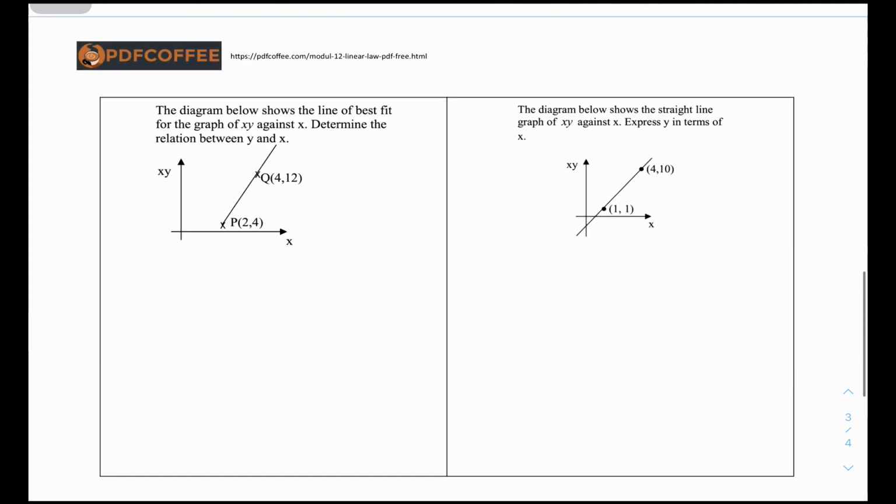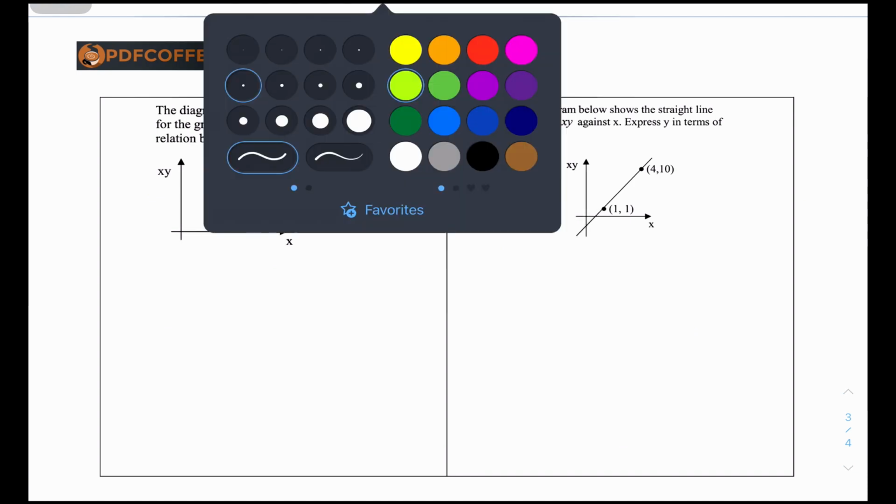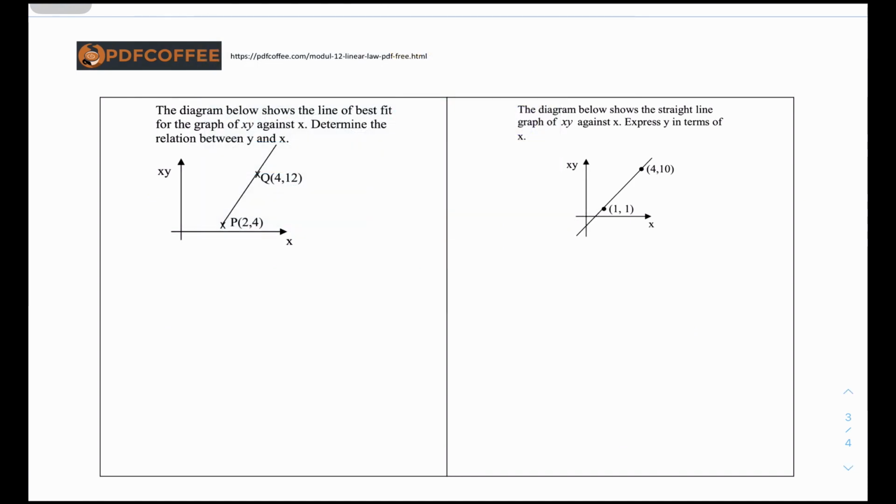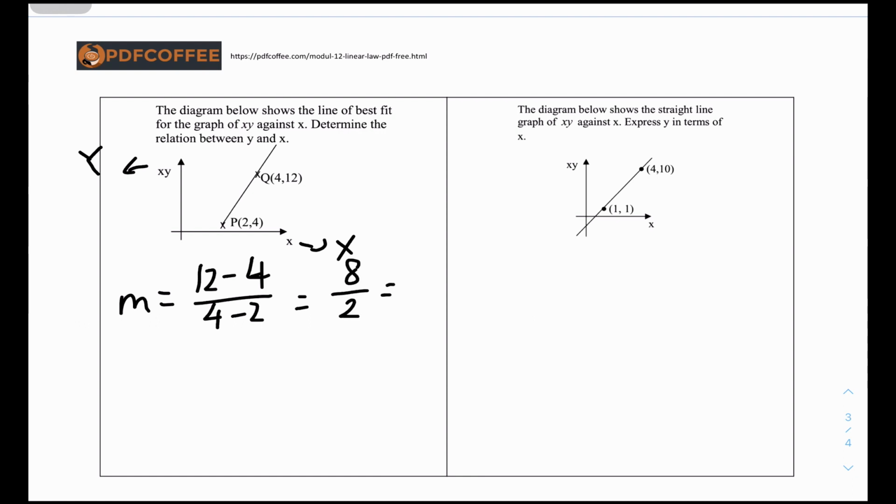And then we have some more questions. The diagram below shows the line of best fit for the graph xy against x. Determine the relation between y and x. So let's just substitute this xy by big Y and this x by big X. To find the gradient, you just get 12 minus 4 over 4 minus 2. So 12 minus 4 is 8, and 4 minus 2 is 2. So it will just be 4, because if you divide 8 by 2, you get 4.